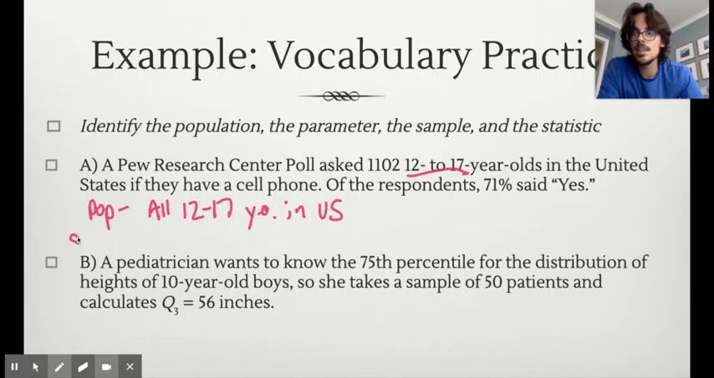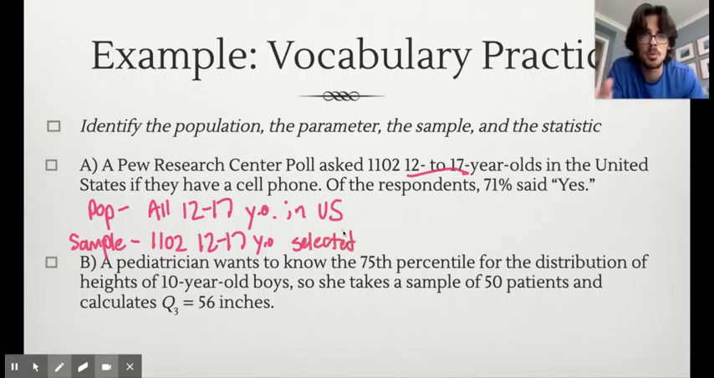That means my sample, which again, I'm going to define in words. The sample is talking about the people you actually got data from. So it's the 1,102 12 to 17-year-olds selected. We've done this back in chapter 1 where we talked about the population and what our sample is. Nothing crazy or new there.